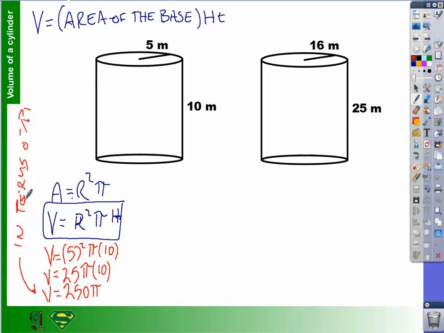So, we want a complete answer. We want all the possible answers. So Maggie, if it says in the instructions that we cannot give the answer in terms of pi, what am I going to do next? Multiply 250 by pi. And what is pi? 3.14. So if we do have to work with decimals, we will end up with 250 times, as Maggie pointed out, 3.14. So what is 3.14 times 250?